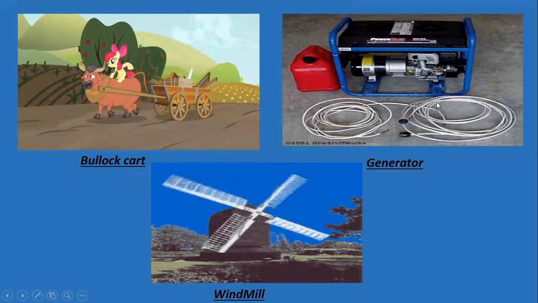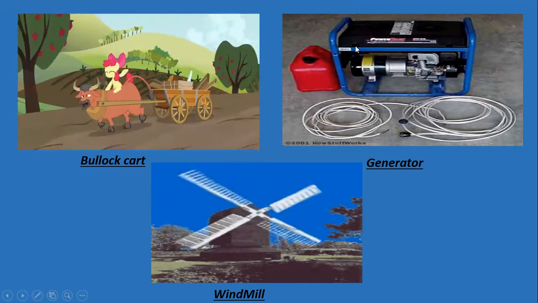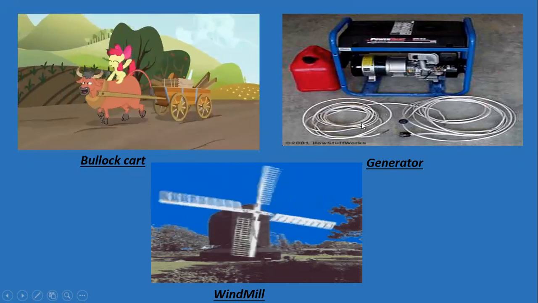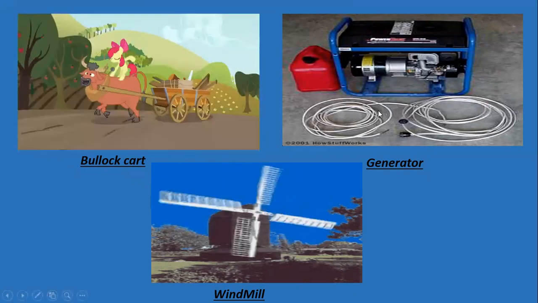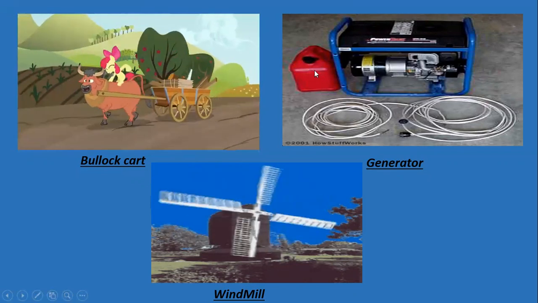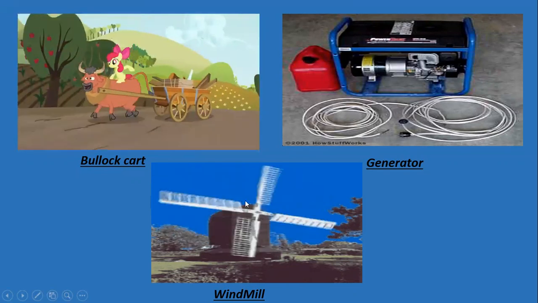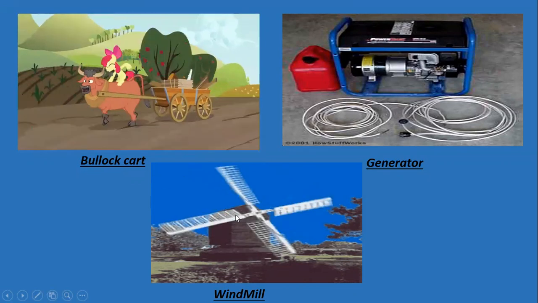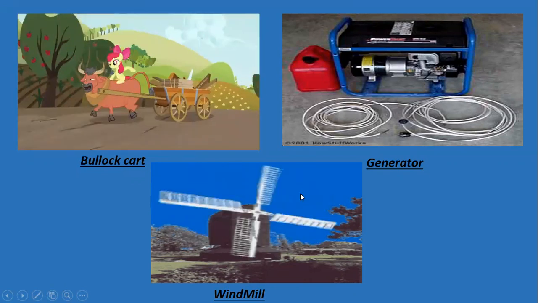This is a generator. As I told you, to generate electricity, we use petrol. We put the petrol inside it, then by wires we connect it to our electricity system, and then we have electricity from this generator, and this generator is using the energy of petrol. This is a windmill. As you can see how it is moving, it is using wind energy. This fan is moving because of the wind.